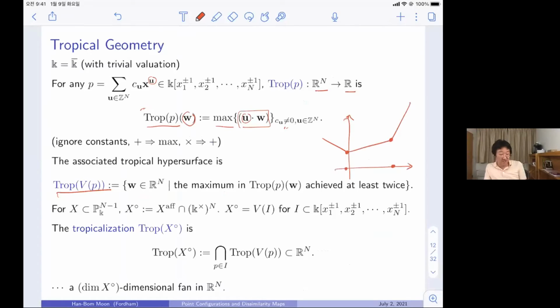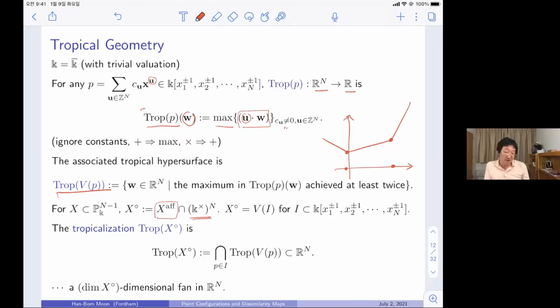We can generalize this construction for an arbitrary variety in the torus. So now let's take a projective variety X, which is embedded in P to the n minus 1. Then I'm going to use the notation X circle, which is the affine cone intersected with the standard torus in the affine space. Then X circle is a closed subvariety inside a torus. Then it would have a defining ideal I.